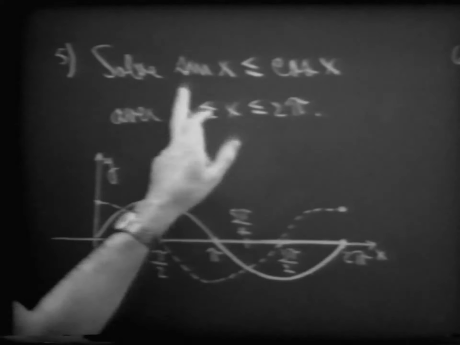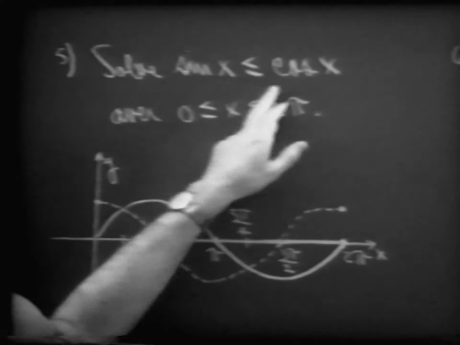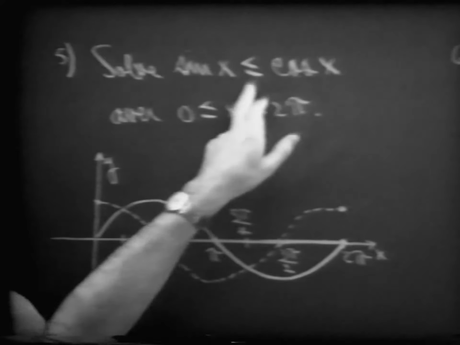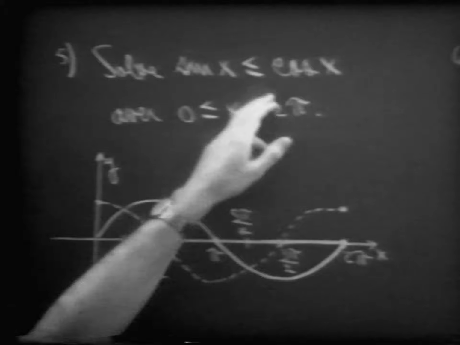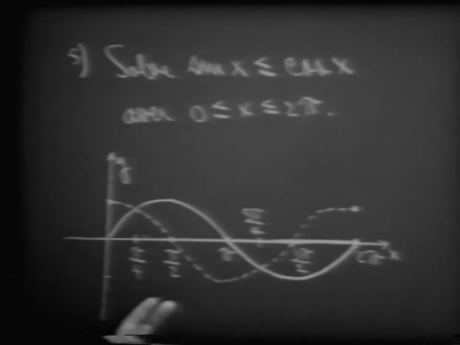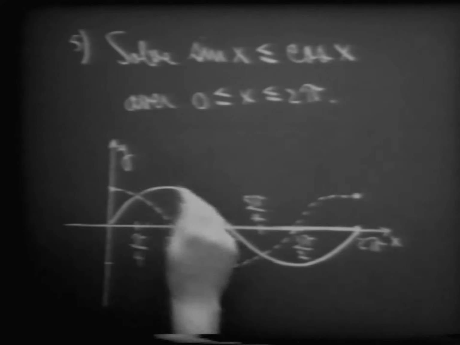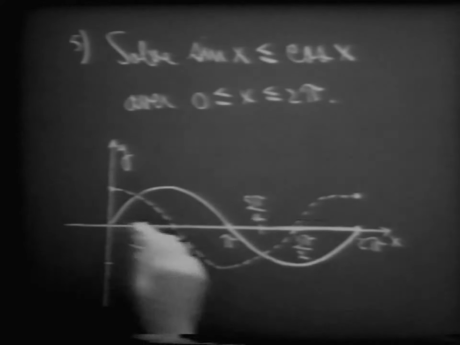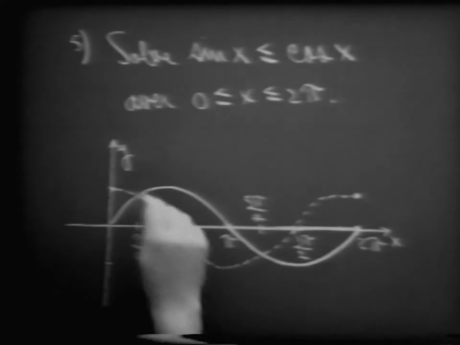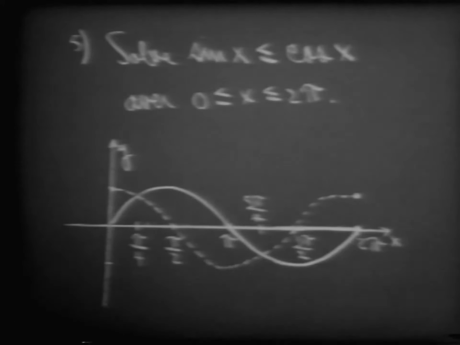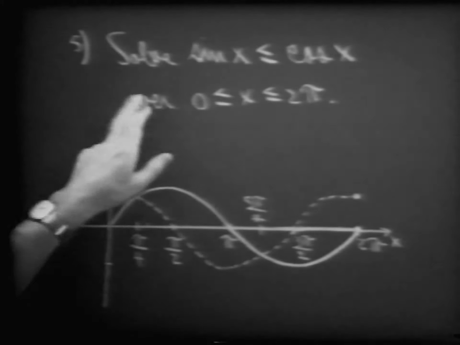Now, notice again we have simply sine of x is less than or equal to the cosine of x, and it's an inequality. Let's try to approach this problem from the point of view of the graph, shall we? And I've already made the graph. We know this is our sine curve between 0 and 2 pi, and there is our cosine curve between 0 and 2 pi. Now, let's just look at the sentence.